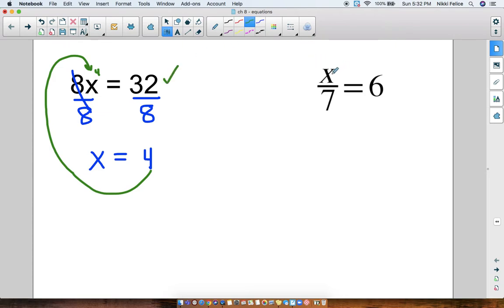Over here, I have x divided by 7 equals 6. What number divided by 7 will give me 6? Well, let's do an inverse operation. This is division, so what do we have to do? We have to multiply. The opposite of dividing by 7 is multiplying by 7.